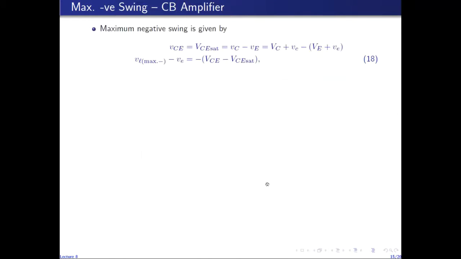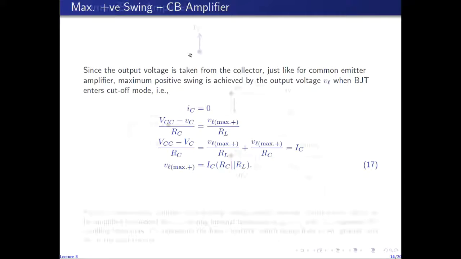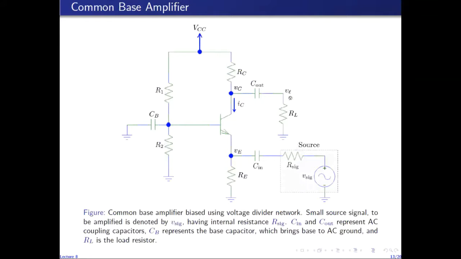Maximum negative swing is obtained when the transistor enters saturation mode. So as VL swings in the negative direction, the AC component of the collector voltage swings in the negative direction, which decreases the total voltage at the collector. So as VC decreases, the drop across RC will increase, which will increase the current through RC. So the current through RC is increasing.